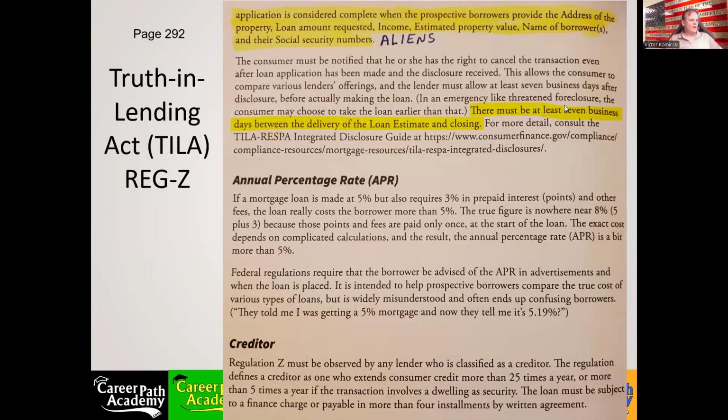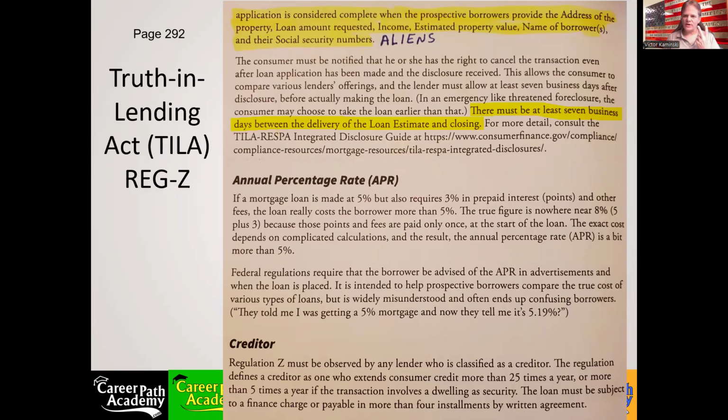So when is a loan application considered complete? When the borrower provides certain information to the lender. That information would be the address of the property, the loan amount requested, the incomes of all the borrowers, their estimated property value, the names of all the borrowers, and their social security numbers. When they provided all that information to the lender, the loan application is considered complete, and then the lender is required to give certain disclosures within certain time frames.